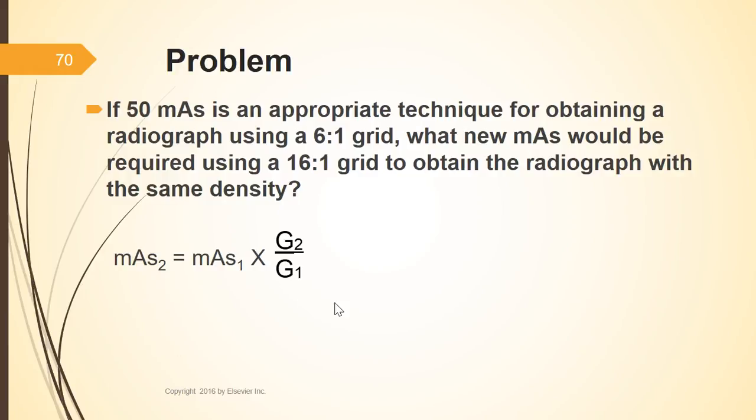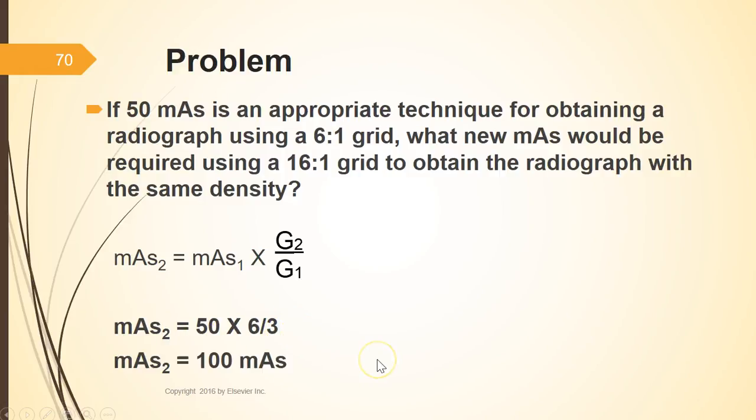So here's another problem. If you have 50 mass for a grid of 6-to-1, what new mass is needed for a 16-to-1 grid with the same density? So you're changing from a 6-to-1 to a 16-to-1. So we're going from less lead to more lead. There's our formula right there. If you look at your chart, then your old mass is 50 because that's what we were given. And now it's new over old, so 6 over 3. So you could automatically say, oh, well, 6 divided by 3 is 2.